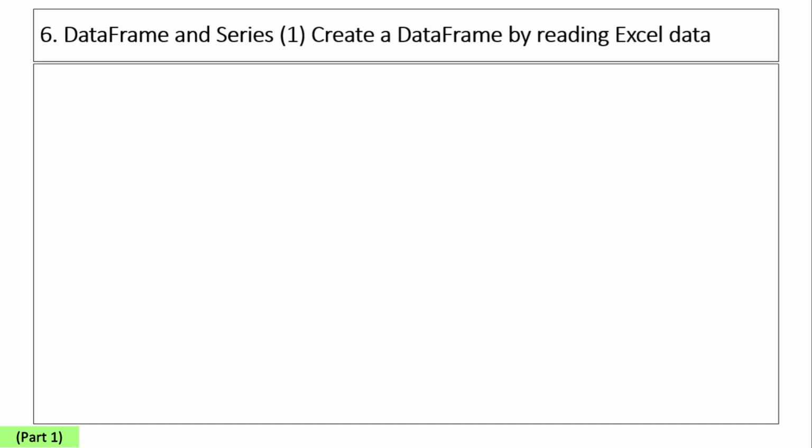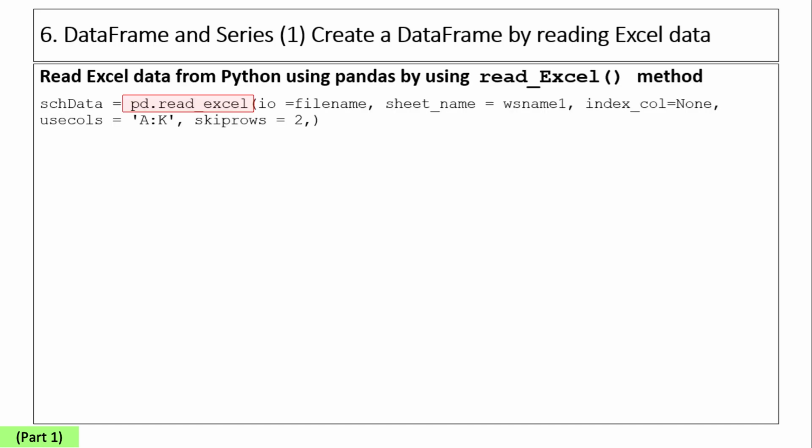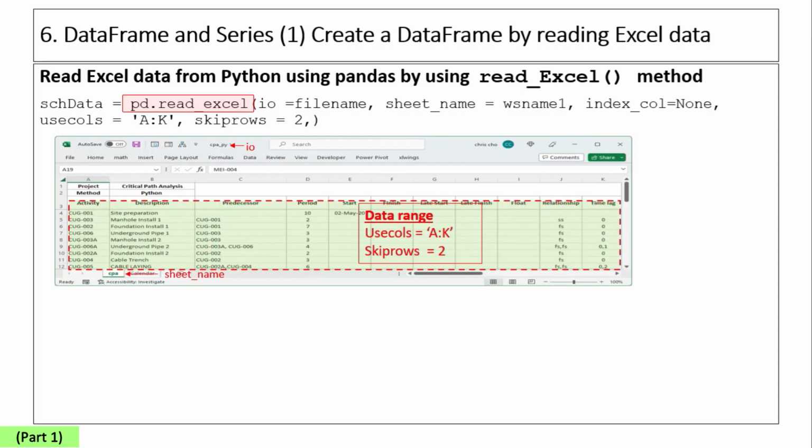After establishing the connection to the Excel file, the first thing to do is to read the Excel data and store it in one of the Python data types for further processing. To read Excel data, use the pandas read_excel method by specifying as parameters the Excel file name, worksheet name, columns where data are written, and rows to be skipped as necessary. If the first top 2 rows are not related to the data, set skiprows equals 2.